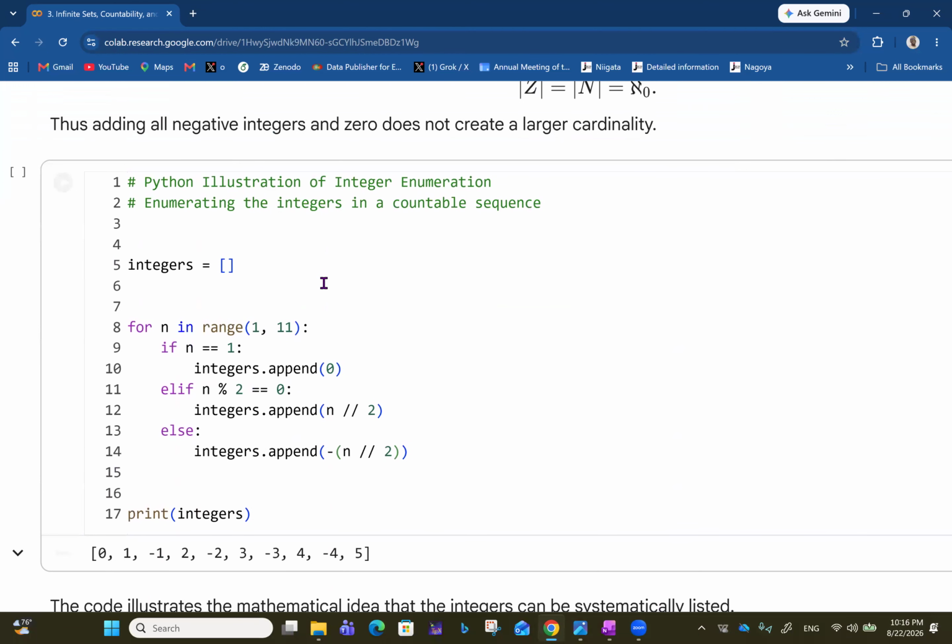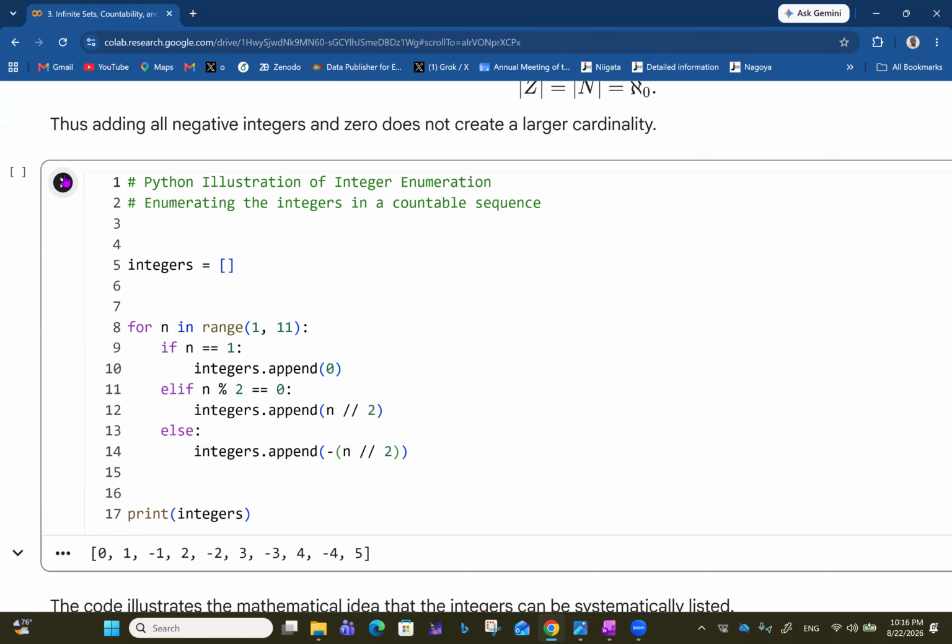So we have a Python illustration of integer enumeration now, enumerating the integers in a countable sequence. You have integers as an initialization. For n in range 1 to 11, you want to get the first 10 numbers: 1, 2, 3, 4, 5, 6, 7, 8, 9, 10. If n is equal to 1, you append 0. Else if n divided by 2 has a remainder of 0, then you append n divided by 2. Else, you append minus n divided by 2.